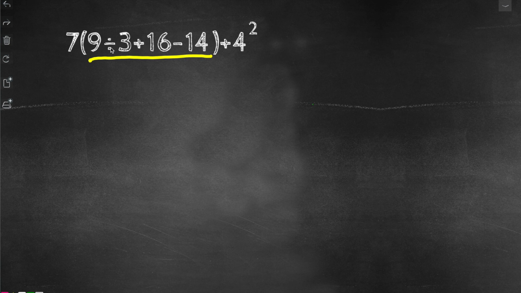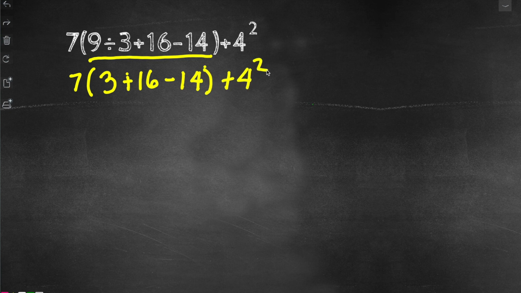Then I look for multiplication or division from left to right. So I see my 9 divided by 3. 9 divided by 3 equals 3. Everything else drops down. So I'm going to write my 7 parentheses 3, plus 16 minus 14, end parentheses, plus 4 to the power of 2.